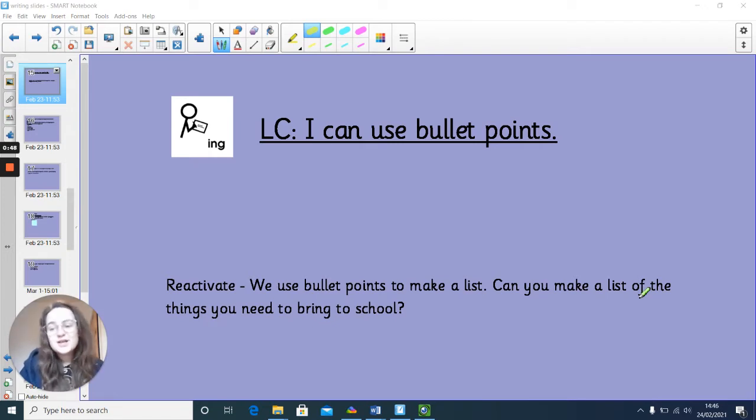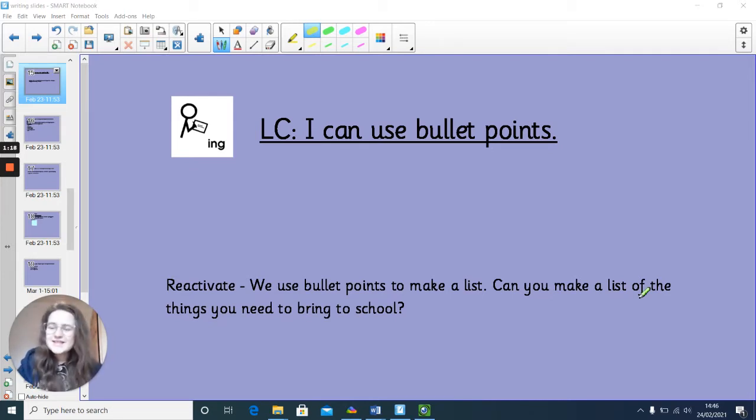Okay, super. So we can list the things that we need to bring to school because we can think about what we will need in order to get through our school day. So you will need a water bottle, some lunch, maybe a pencil case, your reading book, your book bag, and your school uniform. If you're like me and you're a glasses wearer, you might need to bring your glasses too.